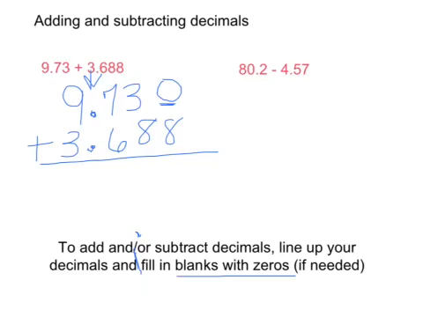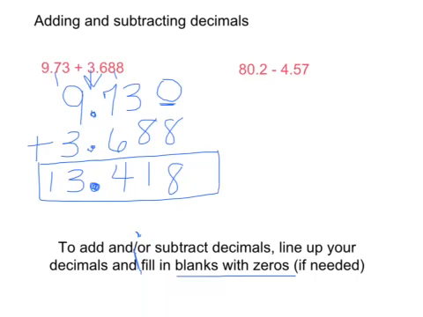Now everything has a number, and so we're going to add just like we would if this is whole numbers. So 0 and 8 is 8. 3 and 8 is 11. Let's carry that 1. 1 plus 7 plus 6 is 14. Carry that 1. 1, 9, and 3 is 13. And our last step is that decimal just falls right into place. So our final answer is 13 and 418 thousandths.